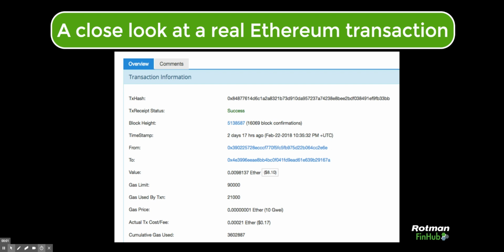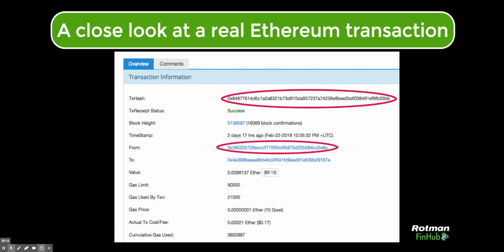Let me give you first a quick review of what we have looked at in the past. So here is a printout from an Ethereum transaction where in one of the first lines you see something called the TX hash. This is the hash of the transaction information. There's also an address. This is the from address. And then there is something called the gas limit and the gas used by a transaction.